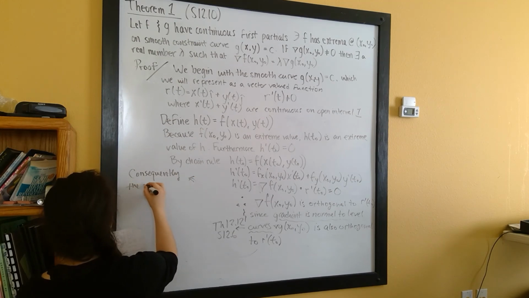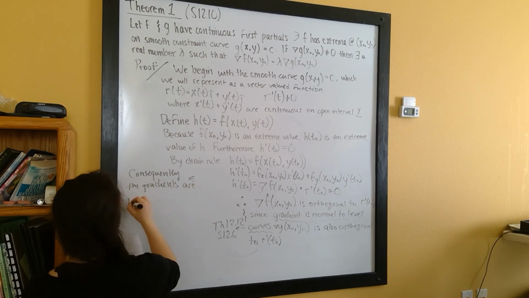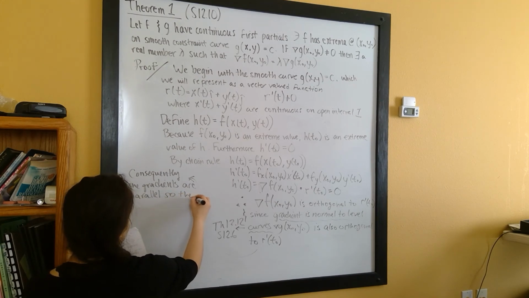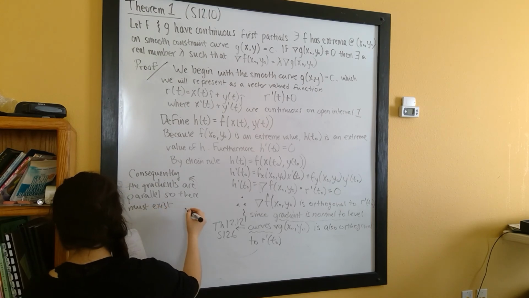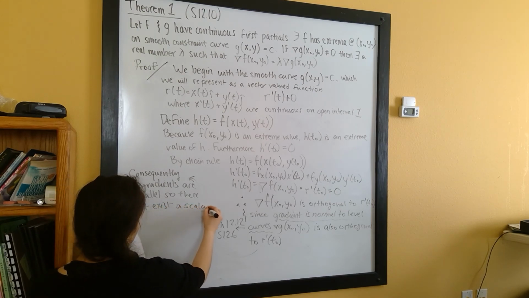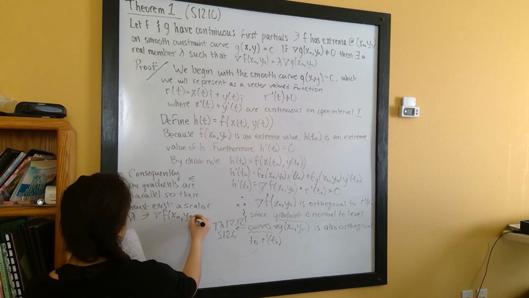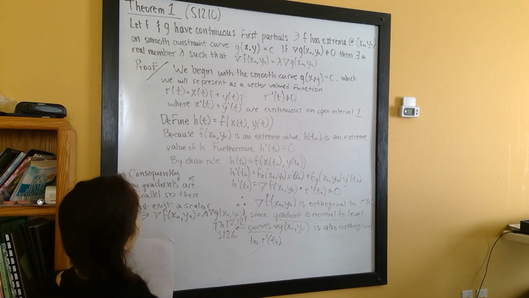that consequently the gradients are parallel, so there must exist a scalar lambda such that the gradient f of x naught, y naught is equal to that scalar times the gradient g of x naught, y naught.